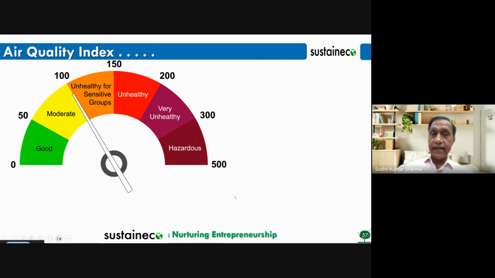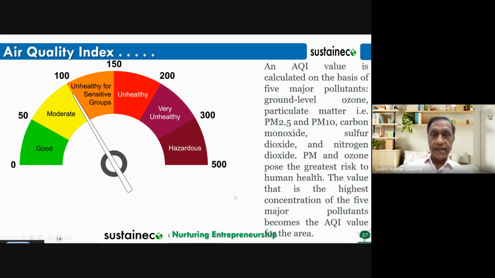The air quality index is in fact represented here. Good quality of air is considered if AQI is less than 50. It is moderate if it is less than 100. It becomes unhealthy for sensitive groups of people if it is up to 150. It is unhealthy if it is up to 200. It is very unhealthy up to 300. And it is hazardous when it crosses 300.